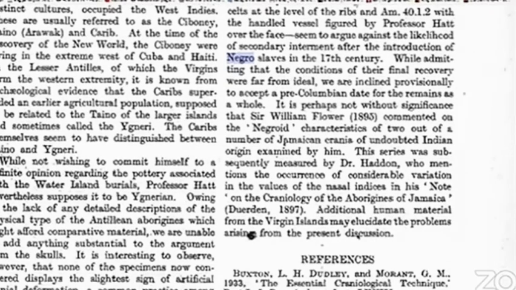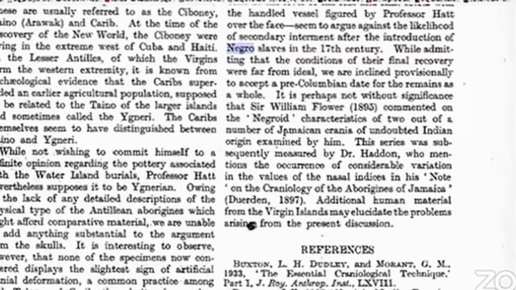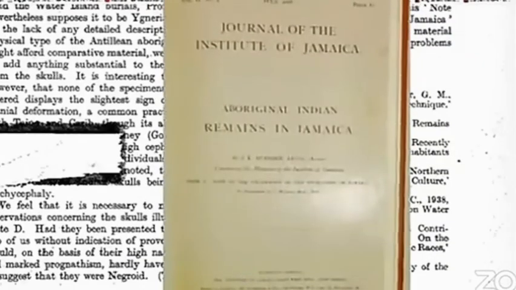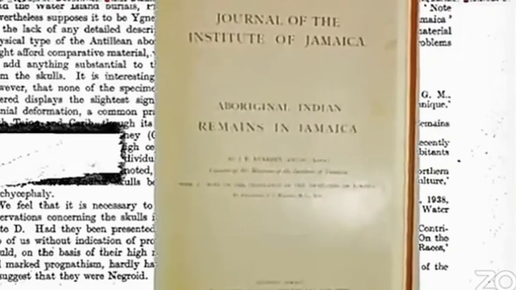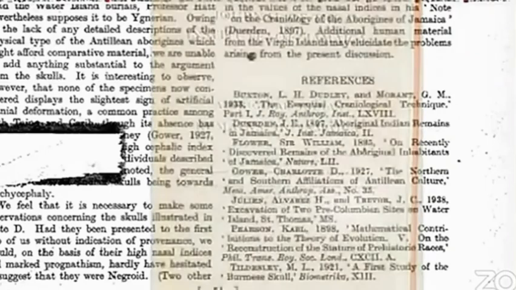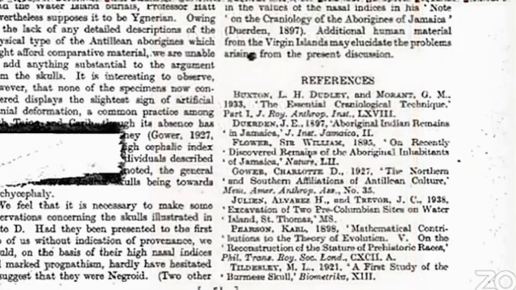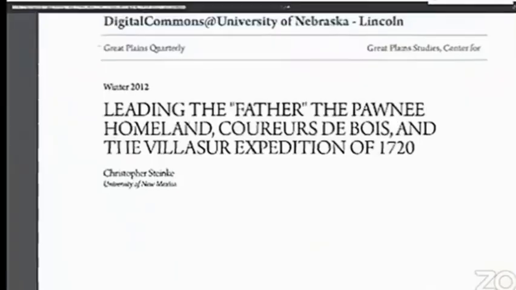So it's becoming a problem to them because they're finding all these Negroid skeletons, right, pre-Columbian, all over the places, right? So that book from Jamaica, or that reference, you can find it here if you see it. It says Durden J.E. 1897, Aboriginal Indian remains in Jamaica. And Flower Sir William 1895, on the recently discovered remains of the Aboriginal inhabitants of Jamaica.